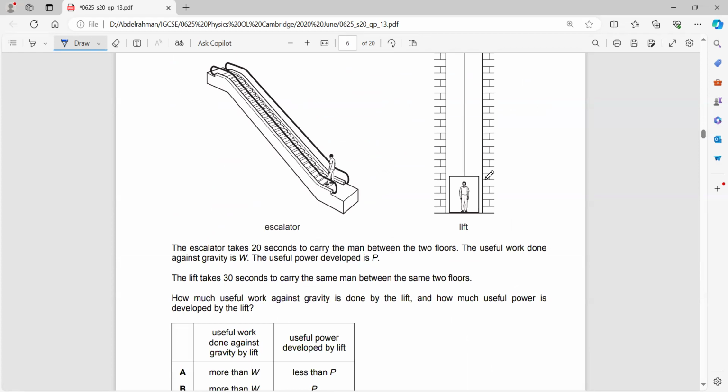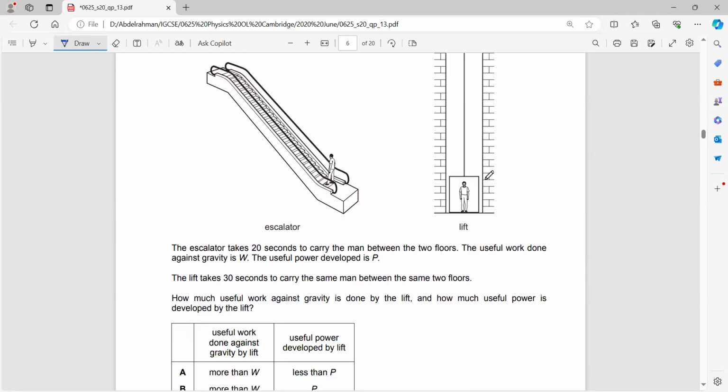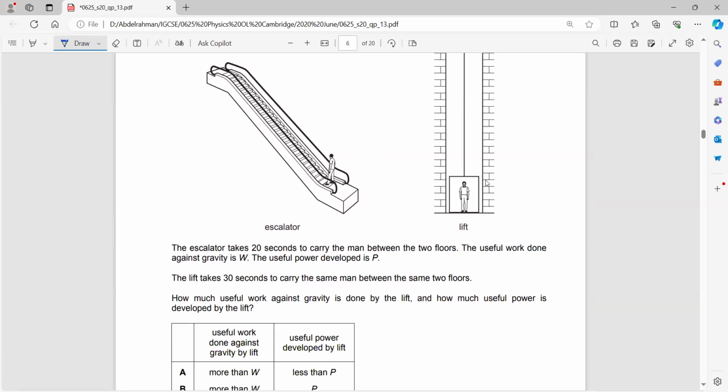We solved this question before. Let's solve it again. A man takes an escalator and a lift. The escalator takes 20 seconds to move between two floors. The useful work done is W and the power developed is P. Again, work done is W, the power is P, and time is 20 seconds. The lift takes 30 seconds.